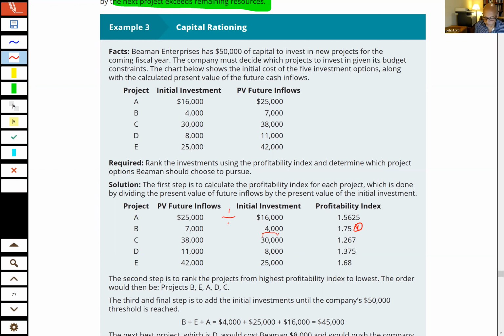What's the next one? The next one is E. That's going to take up 25,000. How much do we have to invest here? 50,000. Okay, so far we've used up 29. And then you come over to the next highest. Next highest is this one?